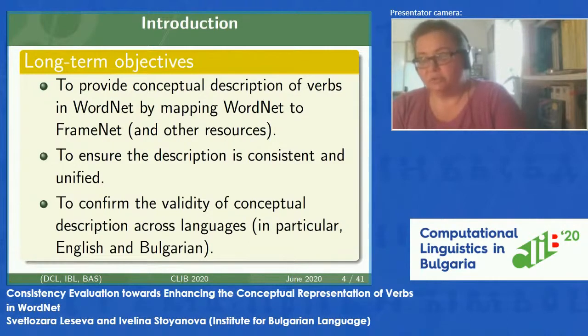And also we would like to confirm the validity of conceptual description across languages, so that when we use information provided for one language, we need to make sure that it is valid for Bulgarian in particular as well.